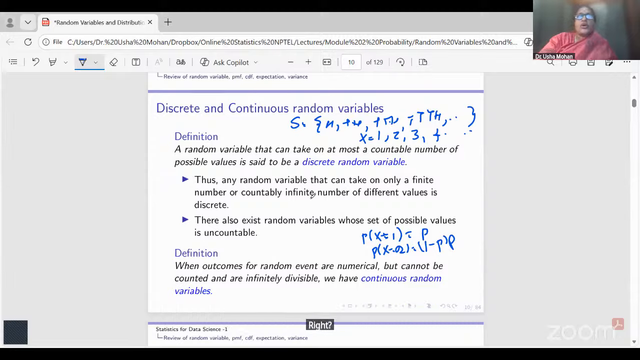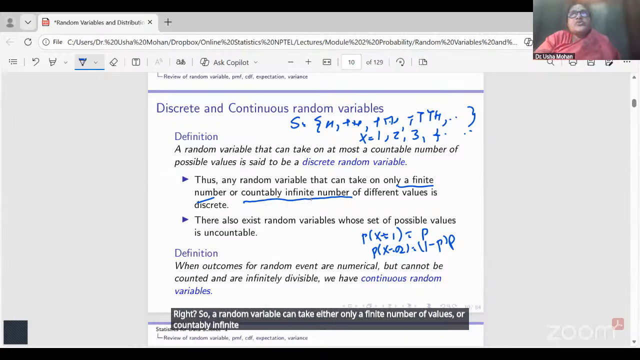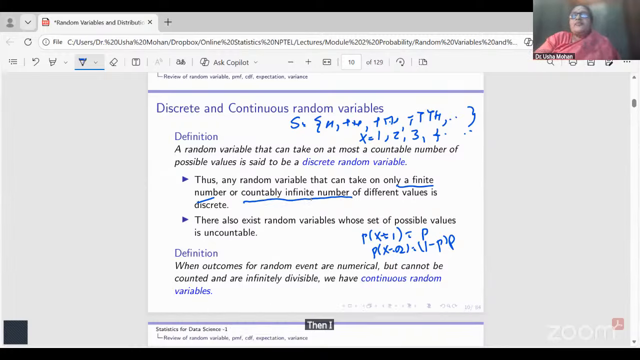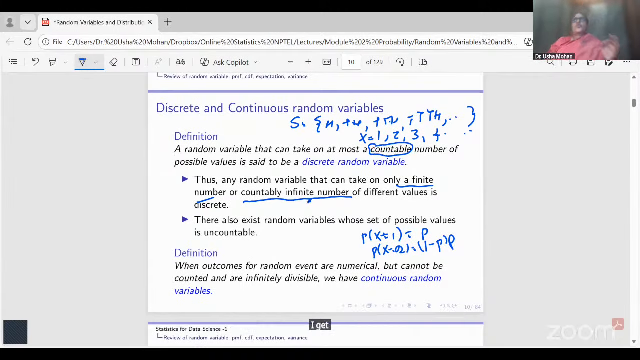So a random variable can take either only a finite number of values or countably infinite values, and then I call that random variable a discrete random variable. Is this concept clear? That is a random variable that can take on a finite number or a countably infinite number of values. So in a discrete random variable, the key thing I need to understand is that I can count. Whenever I can count, I say it is a discrete random variable. Is this clear?